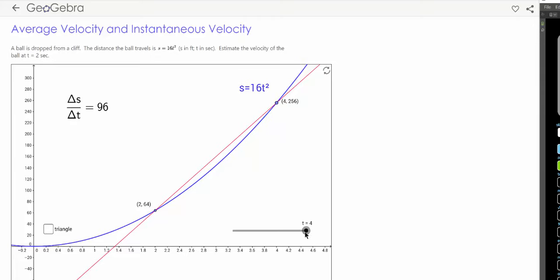Now I could go through and change this time. Okay, here's 3.2 seconds. That slope, the average velocity, is changing. I want you to notice as we go this way, it's getting less steep. So at 2.3 seconds, the average velocity is a little smaller. And as I go the other way, the line gets steeper, so the average velocity is increasing.